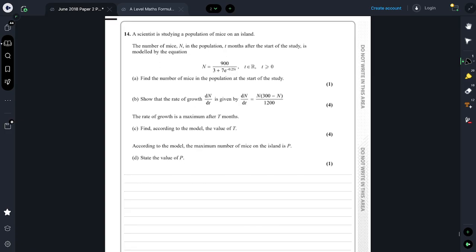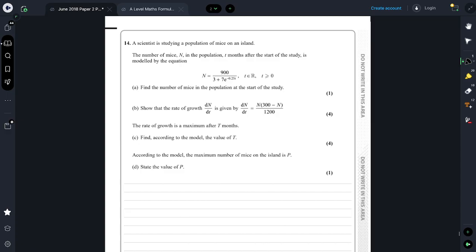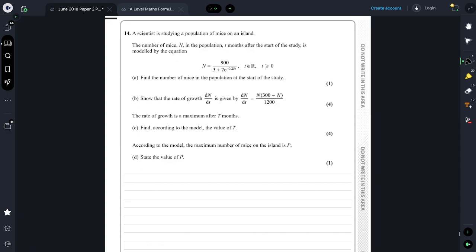Okay, question 14. This is, I believe, the final question. Here we are. Okay. A scientist is studying a population of mice on an island. Yeah, this is the exponential modelling question.